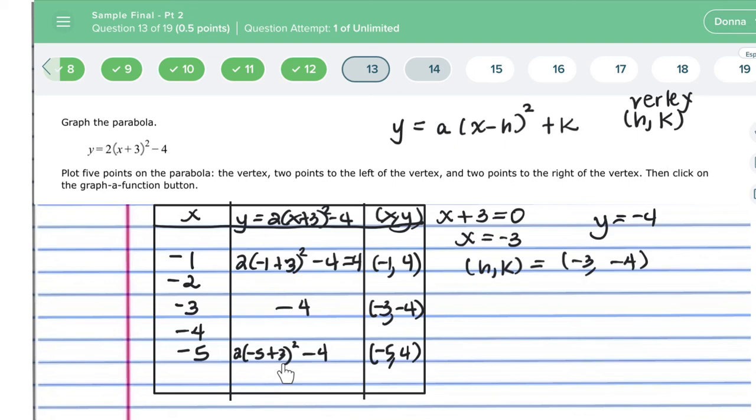Negative 5 plus 3 is going to give us a negative 2. But when we square it, it becomes a positive 4. And 2 times 4 is 8. And 8 minus 4 is 4. Woohoo! So we're good to go.